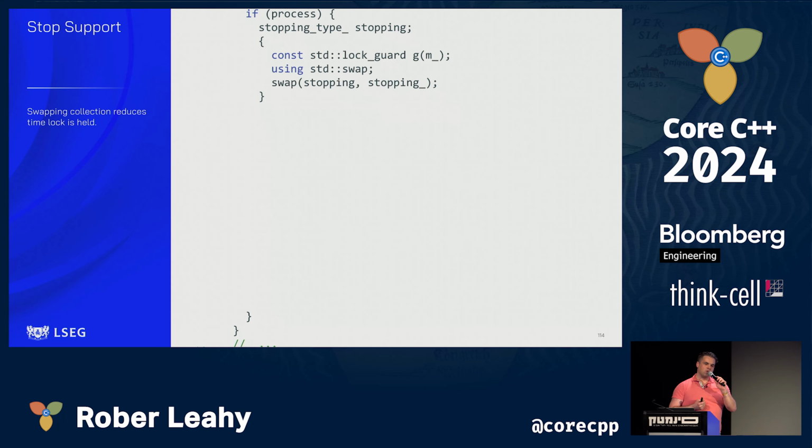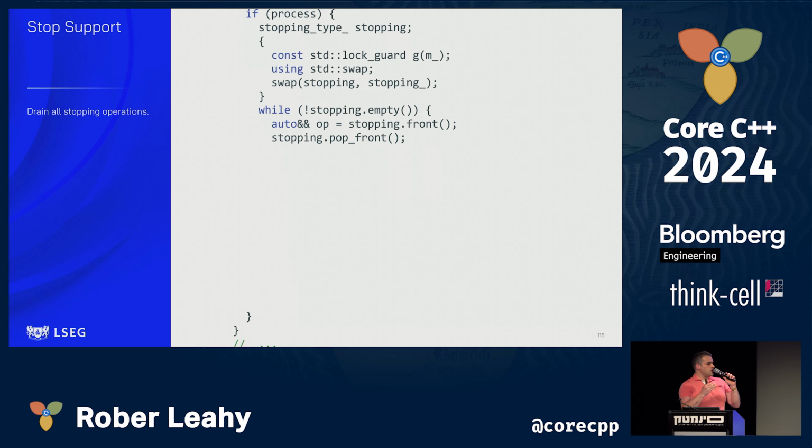extract the entire list of operation states awaiting a stopped completion signal. Outside of this scope, we have a local copy, but we're no longer holding the lock, which means that we're not holding up other threads, and also that we don't run the risk of invoking user code while holding a lock, something that is incredibly important. Then we loop until we've drained the queue of all of the operation states awaiting stopped. We simply grab the front one and then pop it from the list.